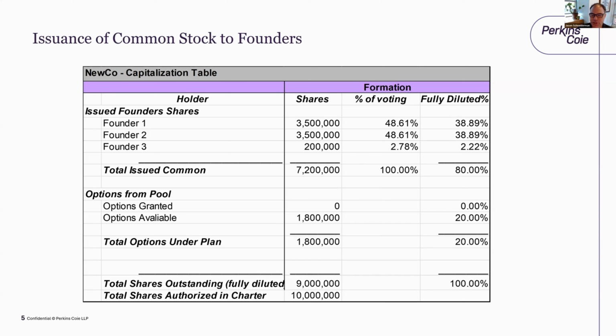So you're going to hear things about issued and outstanding. That's just the founders in this example. And you're going to hear words like fully diluted, and that's the founders plus the pool that's set aside, okay?